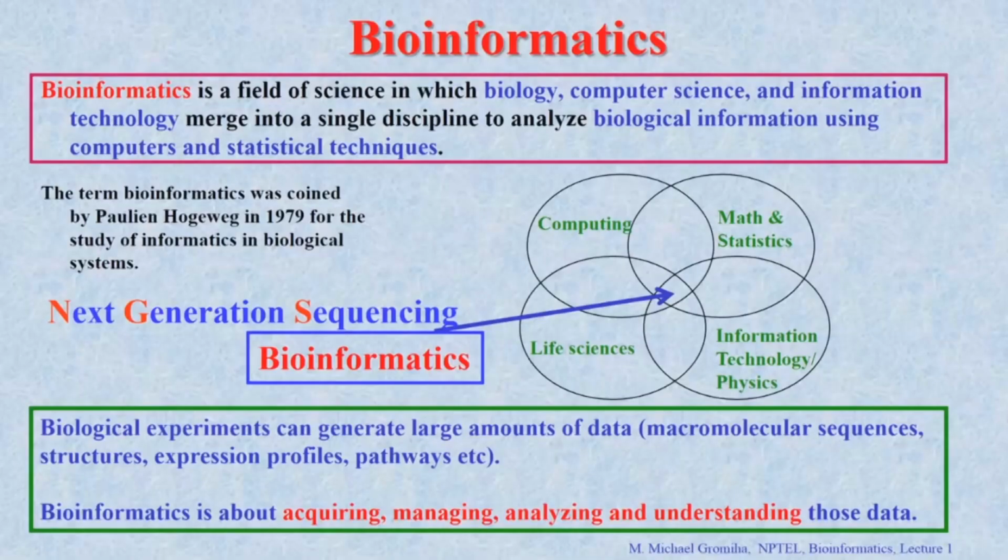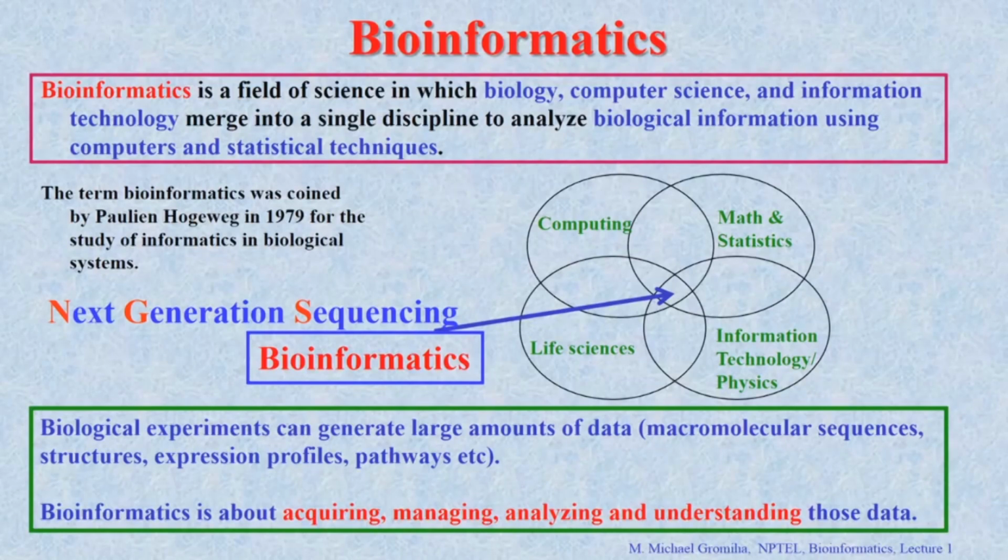If you see this diagram, I put bioinformatics at the middle with all the other fields which are linked with it. If you look into the breadth of bioinformatics, the analysis of biological systems has been carried out for the past several decades using small scale analysis, and in 1979 Paulien Hogeweg coined the word bioinformatics to deal with the applications of different sciences in biological systems.